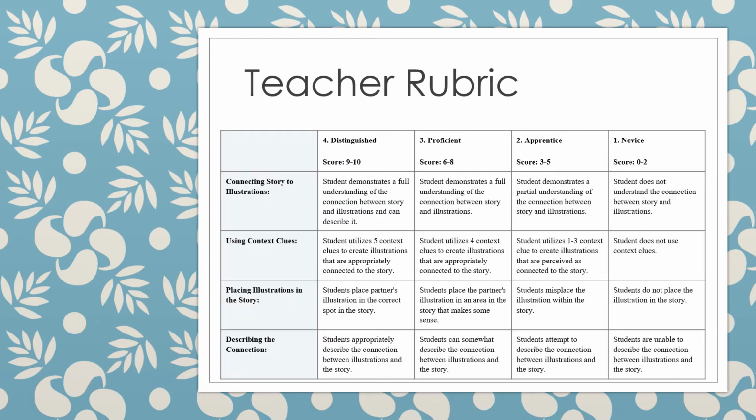This rubric is the rubric that teachers use in order to grade the students. They will grade them on the following categories: connecting story to illustrations, using context clues, placing illustrations in the story, and describing the connection. Teachers will decide whether the student scored in the distinguished category, proficient, apprentice, or novice.